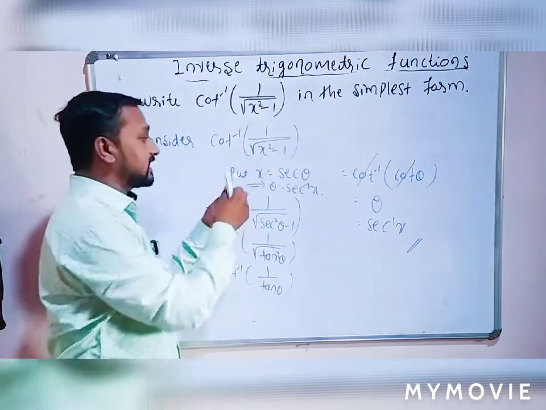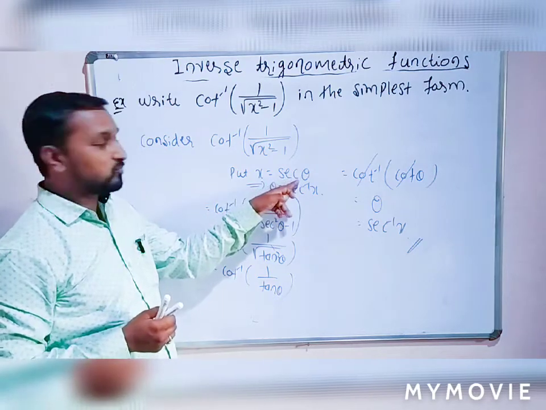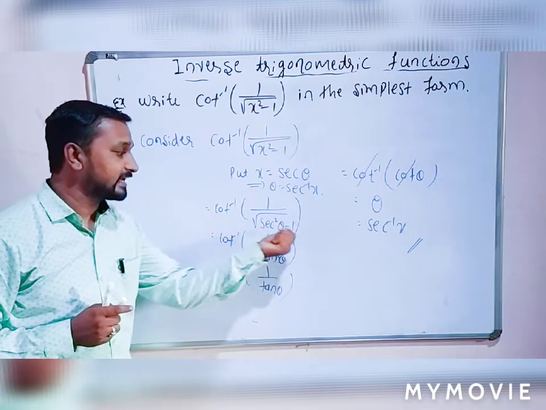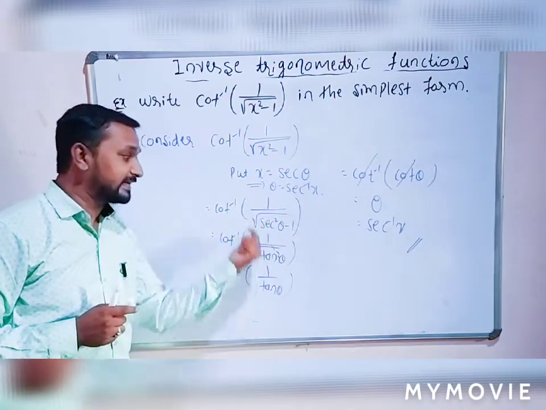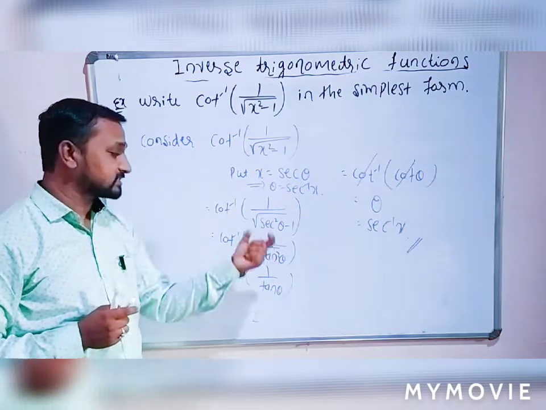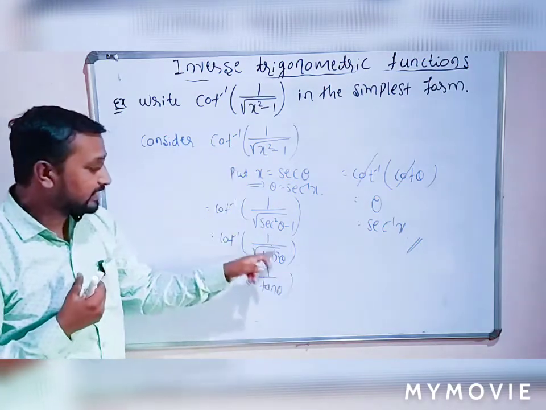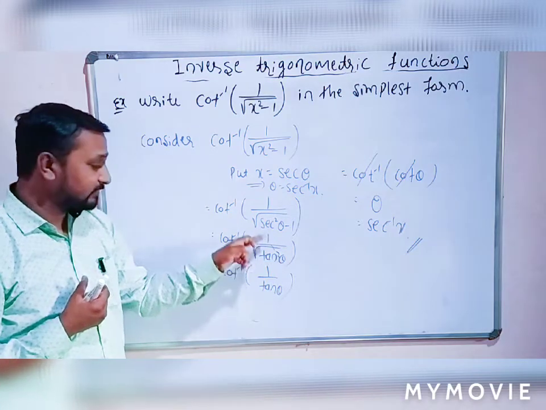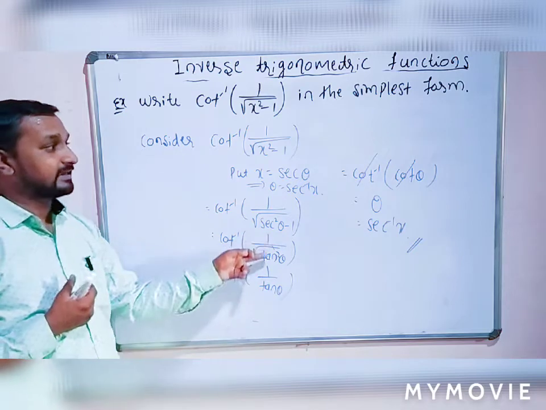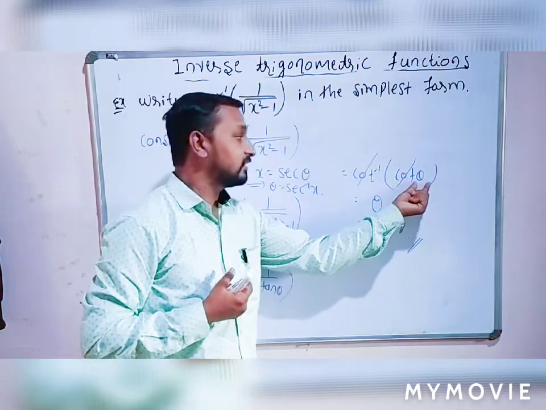In that example, put x equal to cosec theta. Then it is 1 divided by the square root of cosec square theta minus 1. The formula is cosec square theta minus 1 is nothing but cot square theta. Square and root get cancelled, then the remaining is 1 divided by cot theta, and 1 divided by cot theta is nothing but tan theta. So tan theta is coming here.